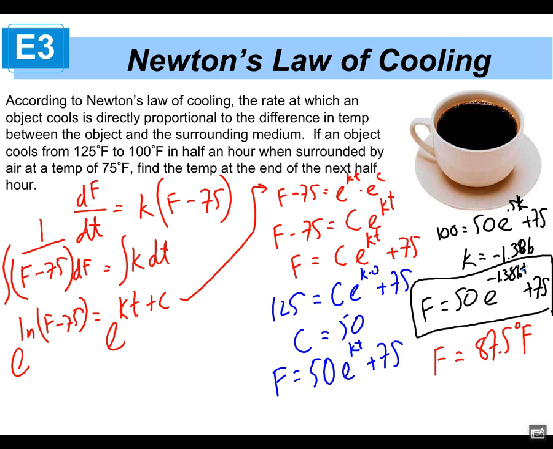I'm still kind of confused on why at the beginning you used F minus 75. Because it says in the problem, the rate at which the object cools, that's the dF over dt, is directly proportional to, that's the k, the difference in the temperature between the object, F, and the surrounding medium. And I read a little bit ahead to know that the surrounding medium is 75 degrees. Okay. Can you handle this?